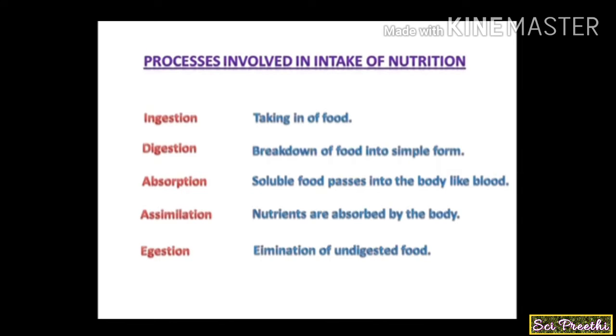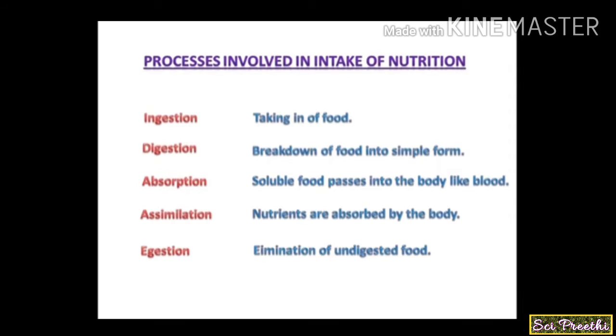The first process is ingestion. Ingestion is the act of taking food inside the body through the mouth, or simply taking in food. The next process is digestion. Digestion is the process of breaking down complex food into small particles, or the breakdown of food into simple form. The next process is absorption. Absorption is the process of transporting the digested food particles across the cell lining of the gut into the bloodstream, or soluble food passes into the body fluid like blood.